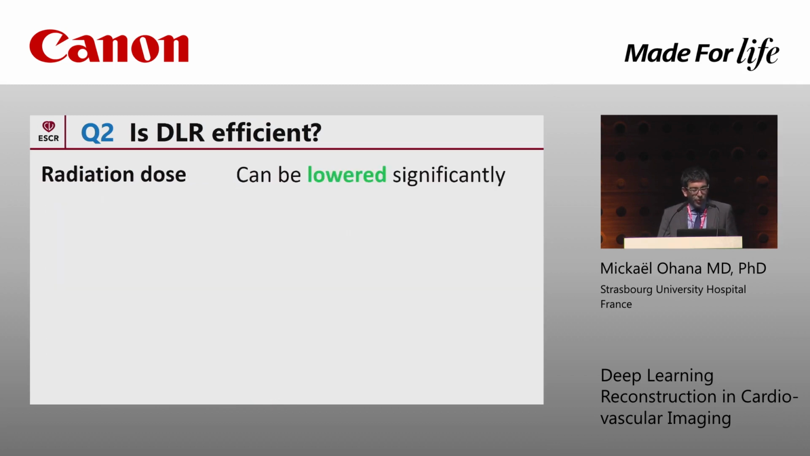Third point, what about the radiation dose? So we've seen that with this algorithm, it is possible to lower significantly the noise. So if we want to achieve the same level of noise, we can lower significantly the radiation dose. And what is nice is that ACE is built into the auto-mA modulation, which means that the reduction designed for the specific algorithm is already embedded in the machine. And you have almost no time-consuming optimization to do.